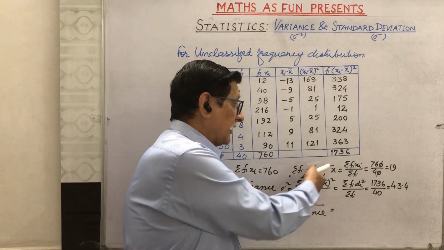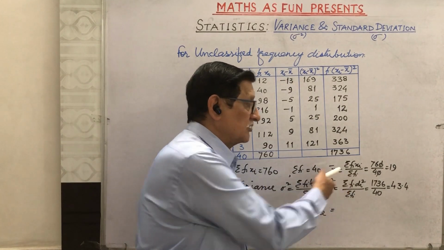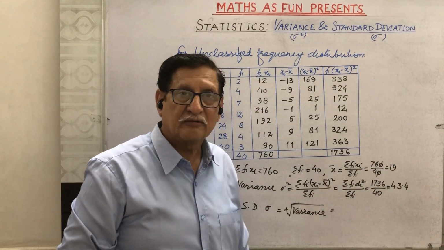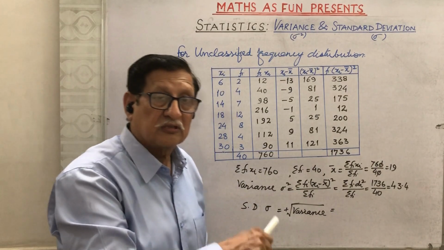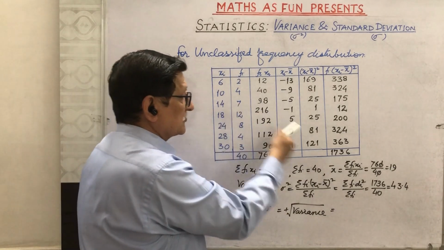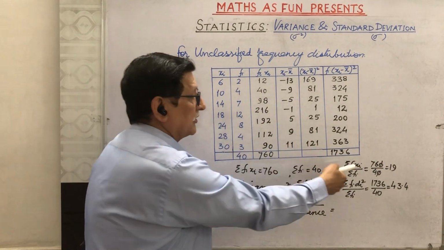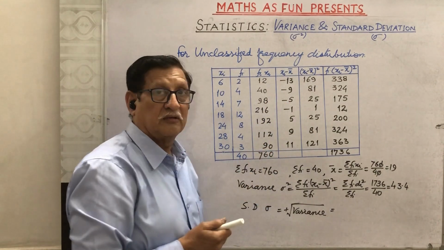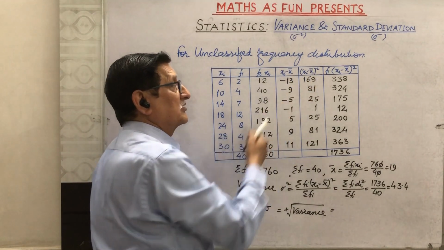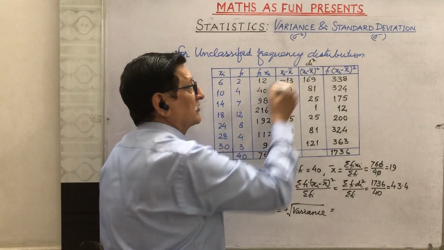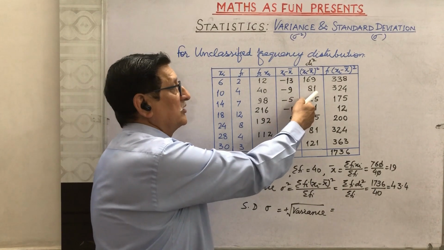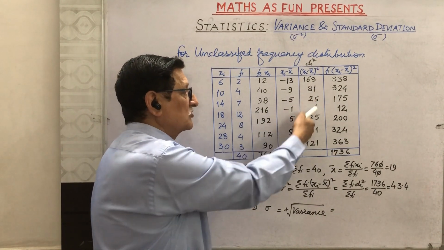So mean, that is x bar, will be sigma fi xi upon sigma fi, which is 760 upon 40. Calculating it comes as 19. Now we have to find out the deviation from the mean, xi minus x bar. And here it is 6 minus 19 is minus 13, 10 minus 19 is minus 9, and so on. And after that we have to find out the square of the deviations, that is xi minus x bar square. We can also write this as di square. And here we find minus 13 square 169, minus 9 square 81, minus 5 square 25, and so on.